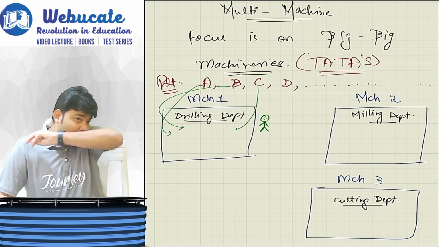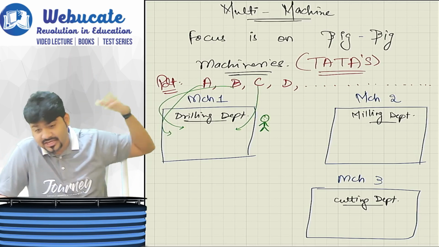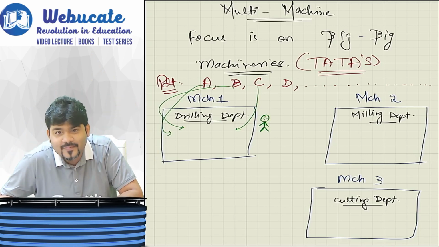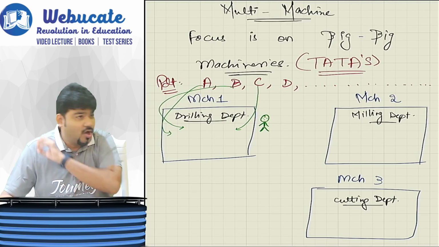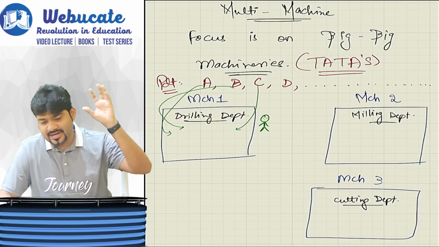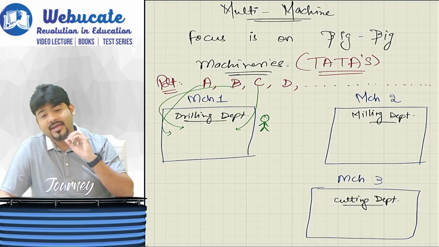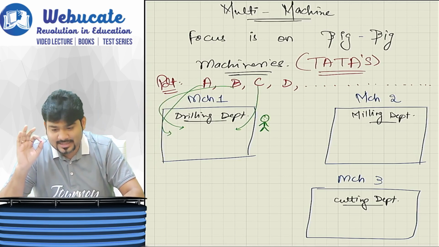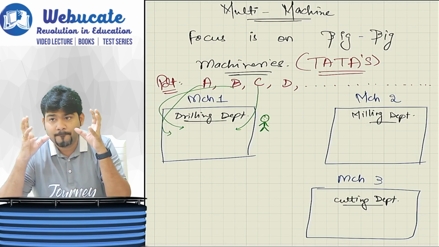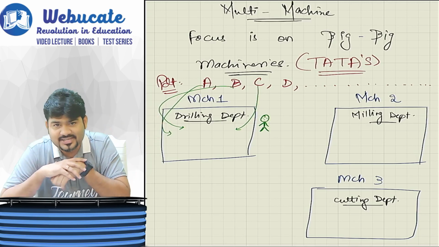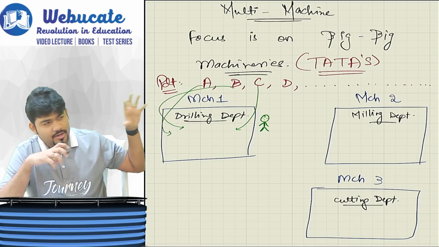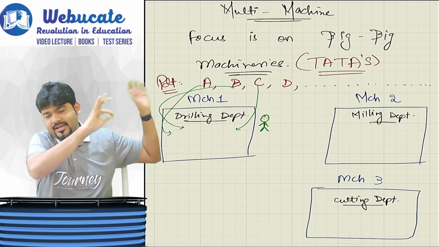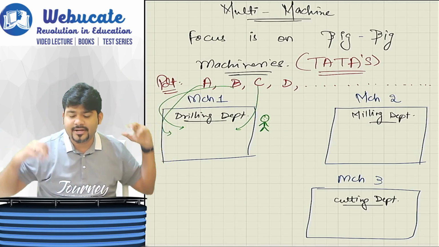All the milling work of product A, B, C, D, whatever other products, will be done in machine 2. Then there is machine 3. All the cutting work of A, B, C, D, so many products, will be done in machine 3. I hope you can see that in the traditional form of organizations, the focus was more on having big machines, and those big machines were only doing one thing: drilling, milling, cutting.